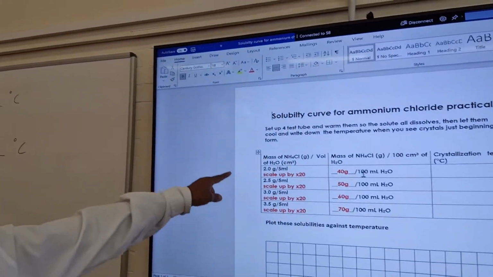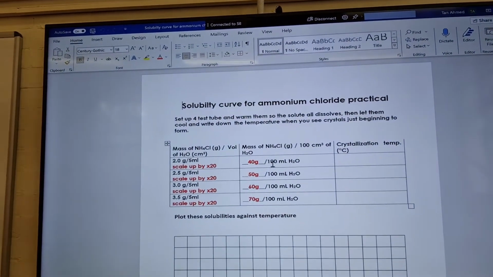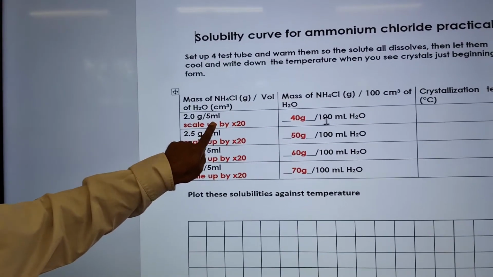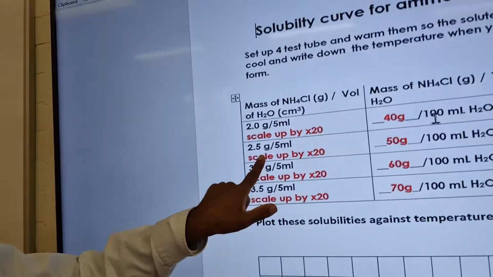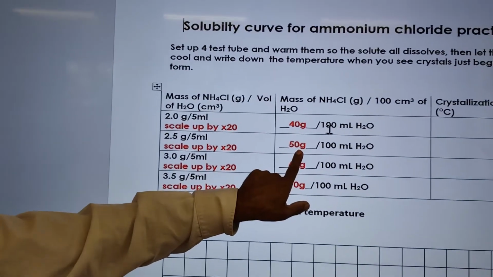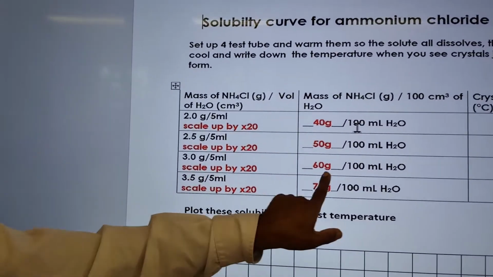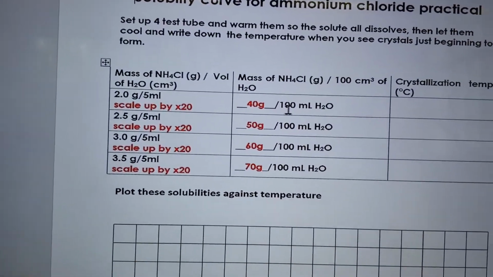here I've got a worksheet which I've flashed up onto my screen, and 2 grams in 5 mils I've calculated on the board is 40 grams per 100 mil of water. What that is, 2.5 grams would be 50 grams solubility per 100 mils or grams of water. 3 grams would be 60 grams per 100 mils of water. 3.5 grams in 5 mil would be 70 grams per 100 mils of water.